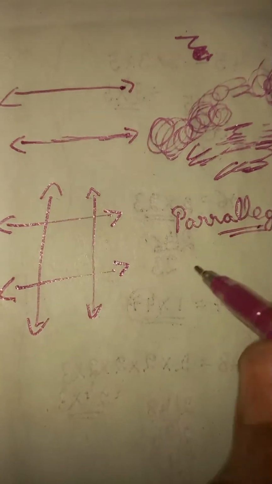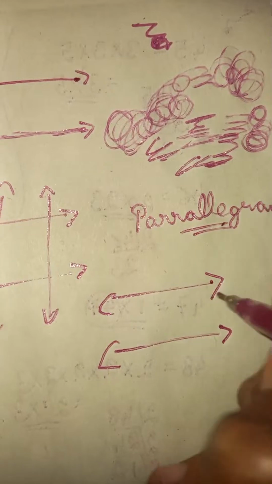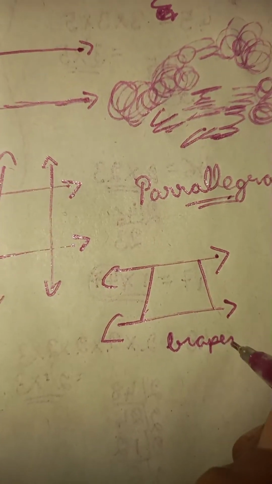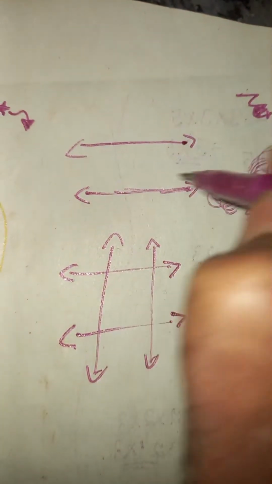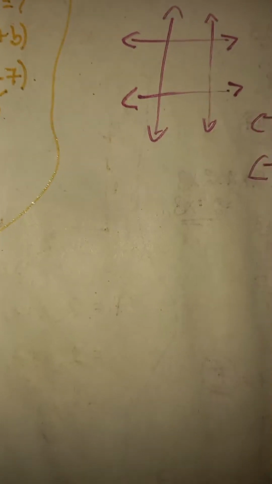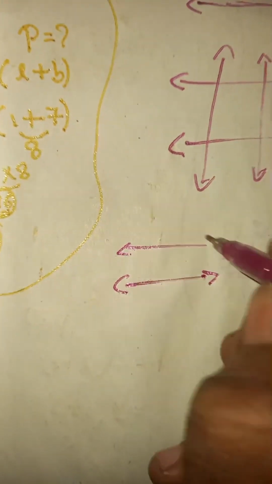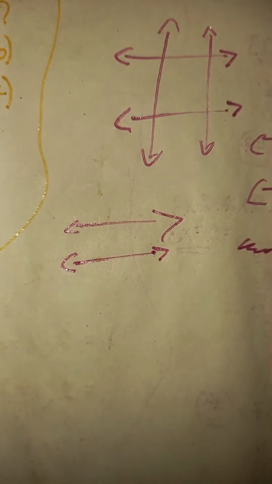And if there is only one pair of parallel sides and the other two are irregular sides, this is known as a trapezium. Now, in a normal plane, parallel lines are never going to meet each other. Even after traveling a lot of distance, those parallel lines are still not going to meet each other.